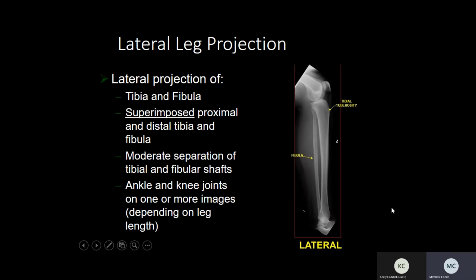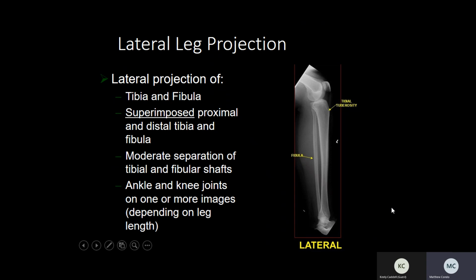This is typically what the lateral view is going to look like. Now, the other key piece of information with the lateral projection is that my fibula is going to look like it sits just a little bit posterior. That's just how it's going to look. What we're going to see, though, like the second point on the slide says, is my proximal and distal tibia and fibulas are going to be superimposed. They're going to sit right on top of one another.